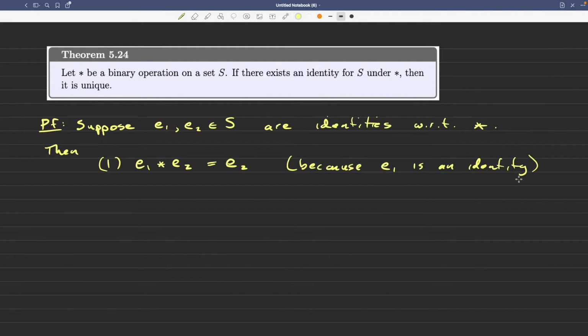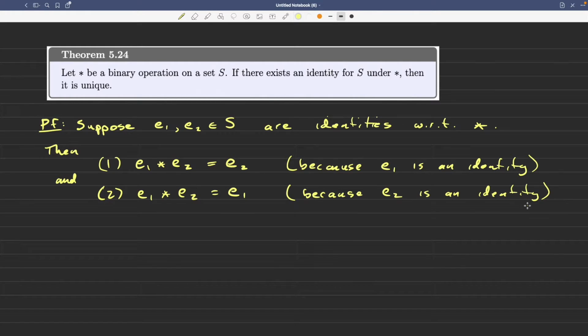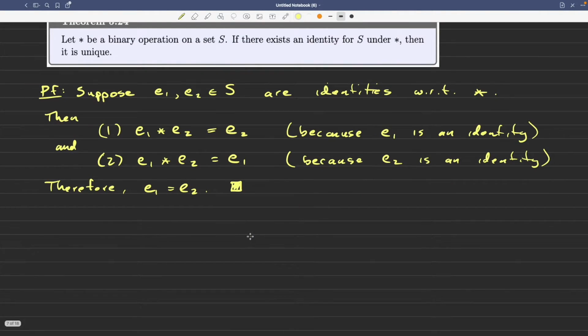If I think of E1 as an identity, when I multiply it times E2, I should get back E2. And if we do E1 star E2, well, I can also say that that's E1 because E2 is an identity. Well, certainly E1 star E2 is equal to E1 star E2, so that means that E1 has to equal E2. So if I had two identities, they'd actually have to be the same thing. The conclusion is, the identity is unique. It's kind of a cool proof, I like it.